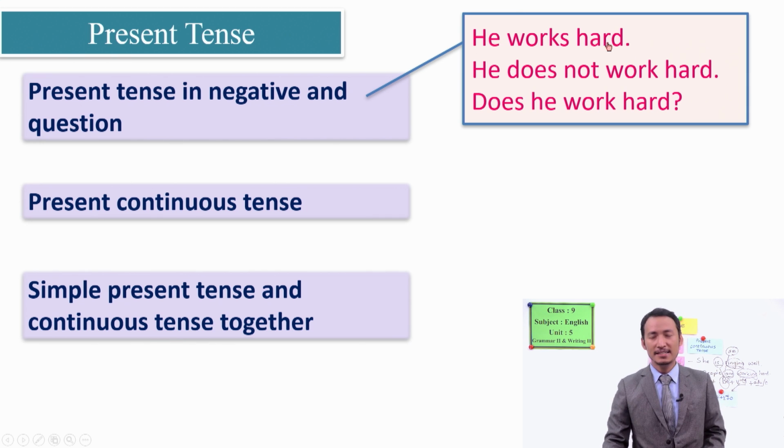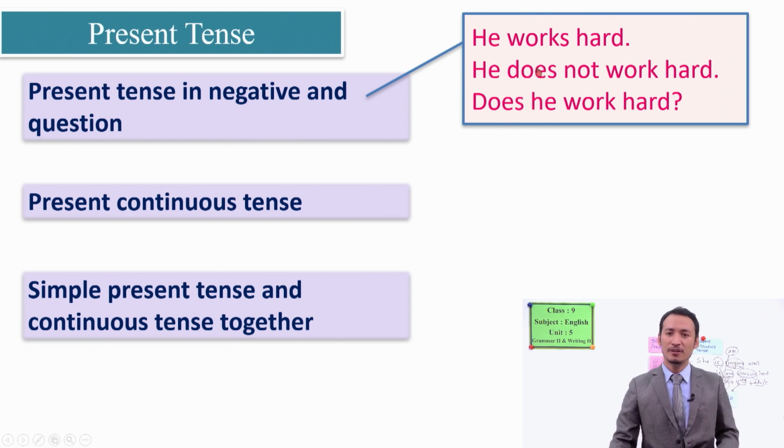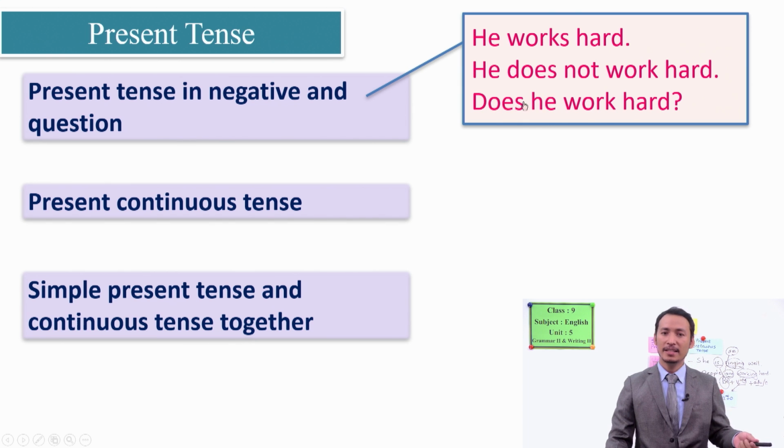He works hard. If you want to make it a negative sentence, you have to add does as the supporting verb, and you have to add not here, the negative word: work hard. And for a question, you have to again take the help of does, and then you put does at the beginning before the subject, and then you write: does he work hard? Look at this sentence. Does he work hard? This is also a simple present form.